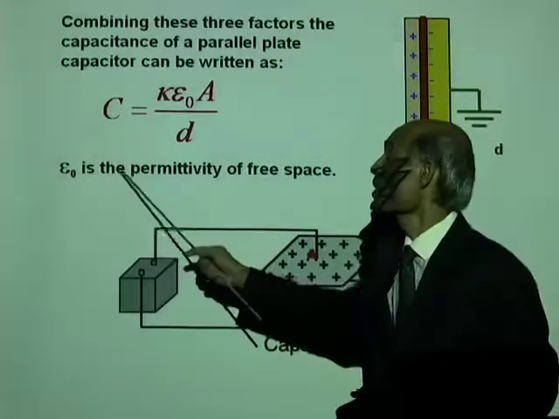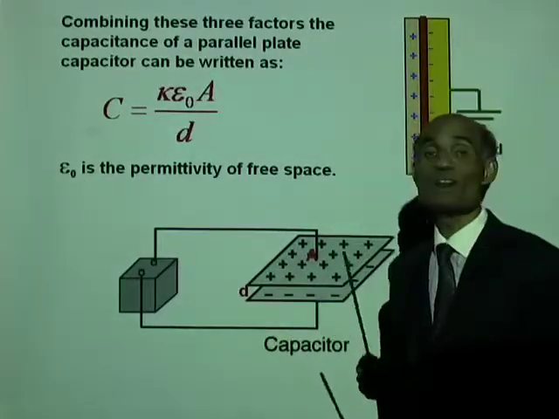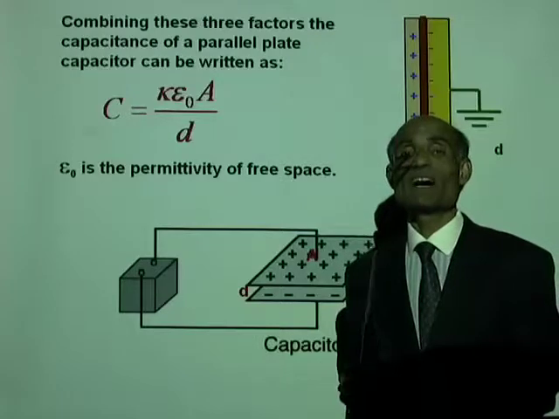And you know epsilon naught is the permittivity of free space. And what's its value?